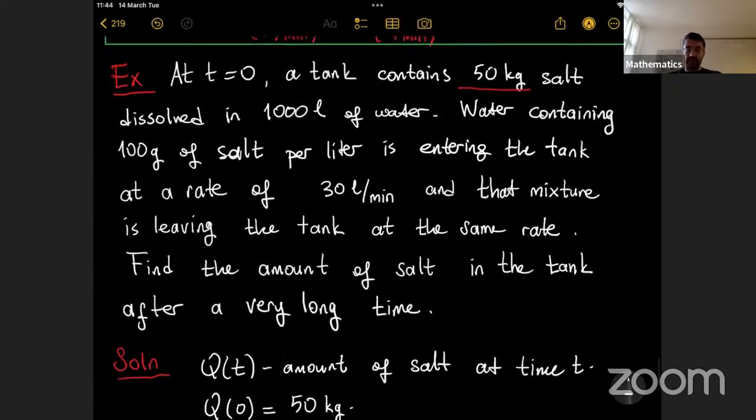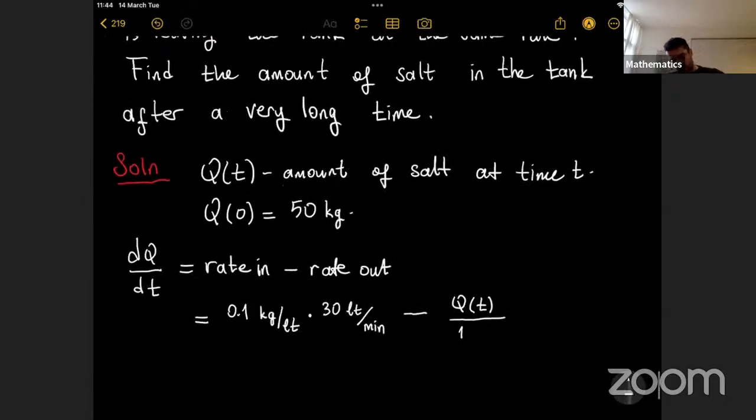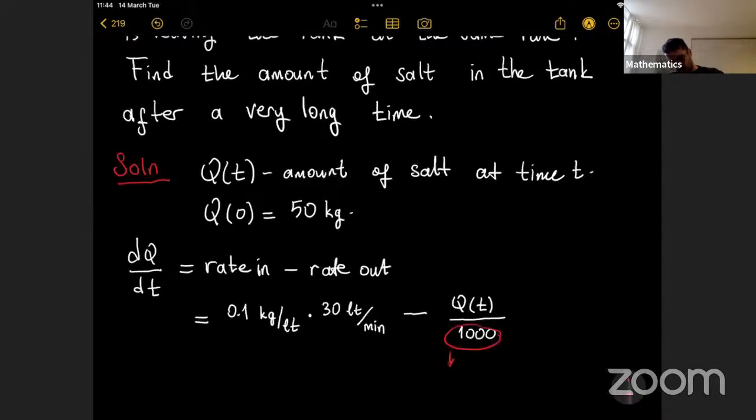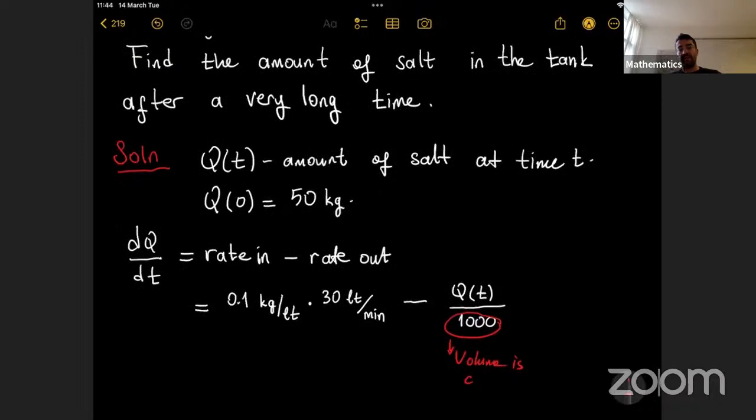It flows in and flows out at the same rate, so the volume doesn't change. We have 100 liters of water, so it's always 100. The volume is constant. It's not always constant; it depends on the problem. If the rates of flow in and flow out are different, then the volume may change. Here it's constant.